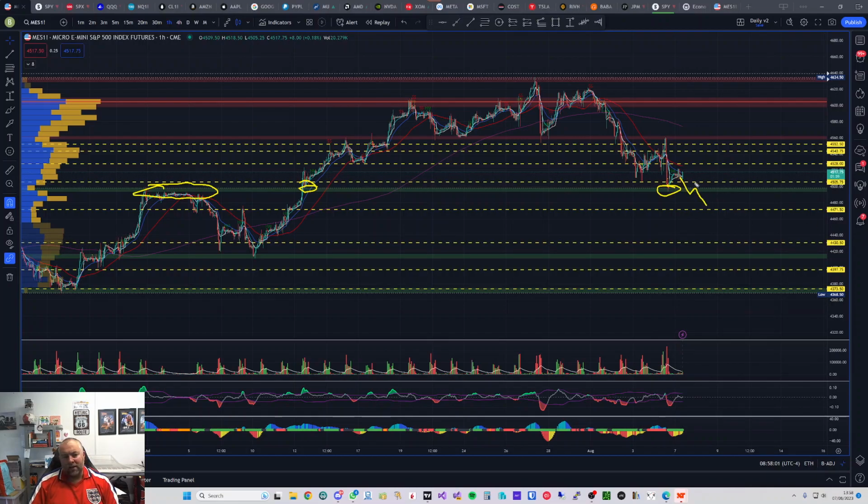It's a big area of demand, so we could just go sideways, eat time off the clock before we break back down again. So the next area will be 44.71 area, and that's just an area of confluence again, where we've got tops and bottoms of candles merging together, and that could be a bounce area.